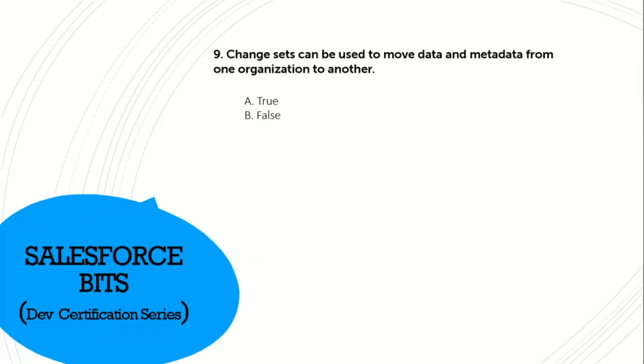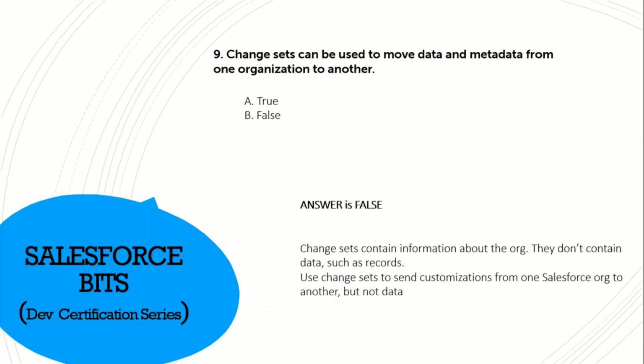Change sets can be used to move data and metadata from one organization to another. The answer is false, because a change set is only used to move the customization or information in one org to another org. They don't support data. You cannot move the data using change sets.